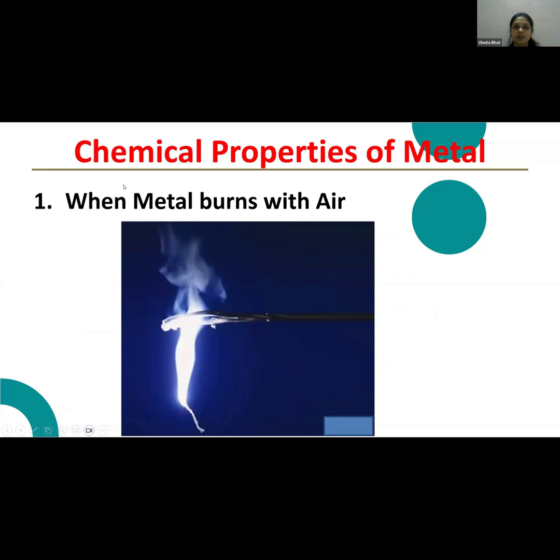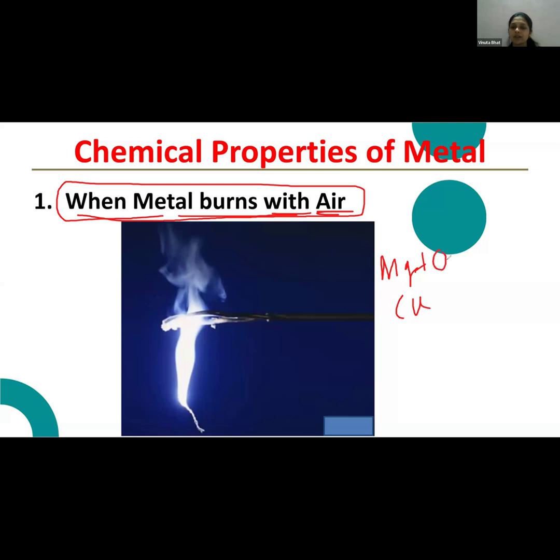Then let us move to the next, chemical properties of the metal. In that, first one: when metal burns with air, what happens? If you take any metal, for example magnesium or copper, when it burns with air, meaning oxygen is there in air, what does it form? We have to find out, that is the chemical property.